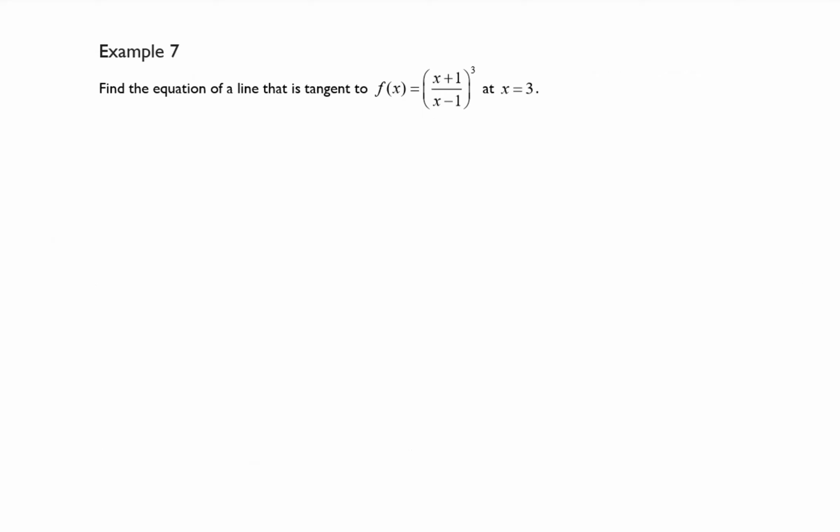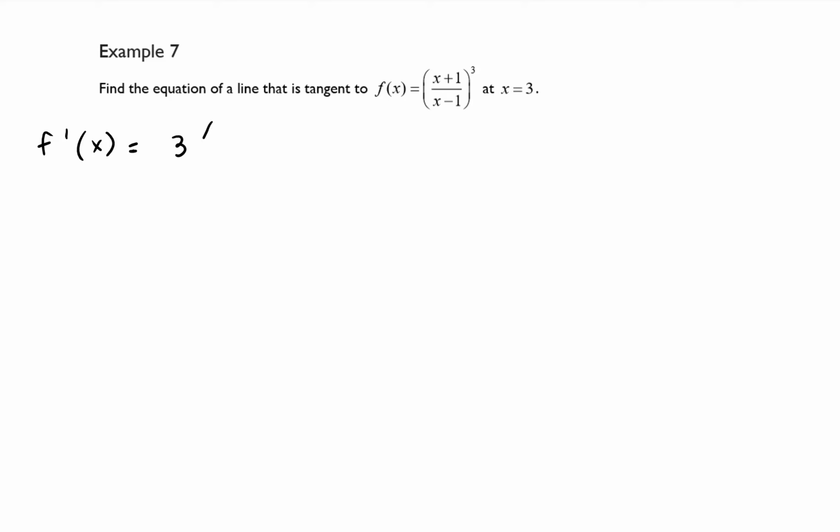Example 7 says, find the equation of a line that is tangent to f of x equals the quantity x plus 1 over x minus 1, cubed, at x equals 3. So just like with 90% of these problems, we want to take the derivative first. Let's see, we're going to need to use the power rule and chain rule.